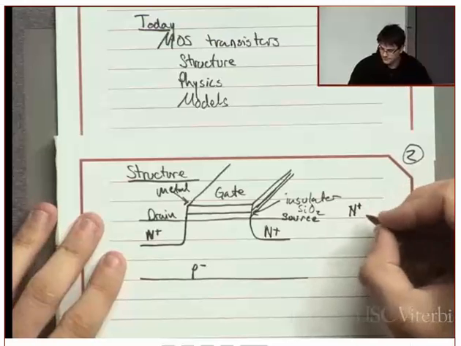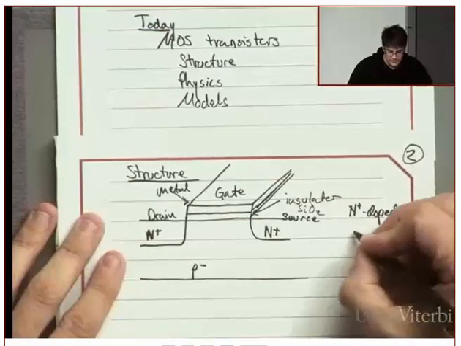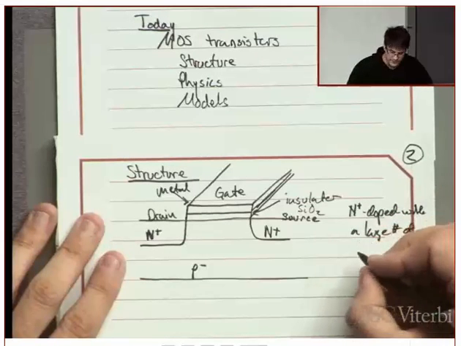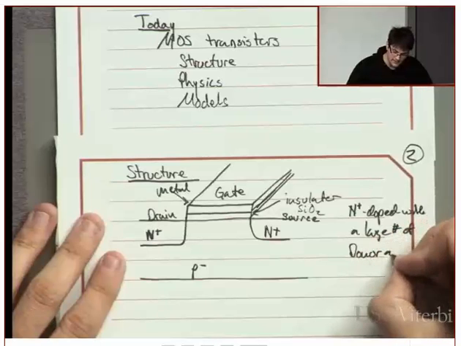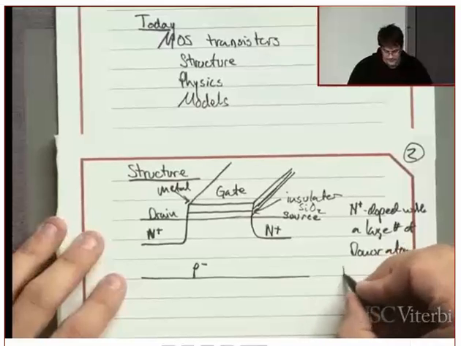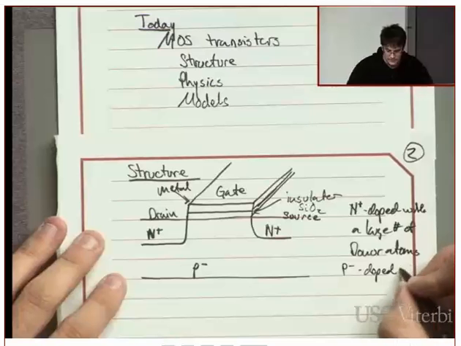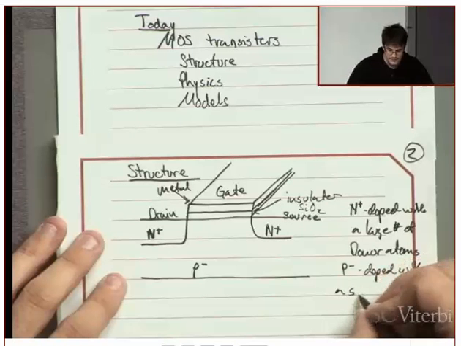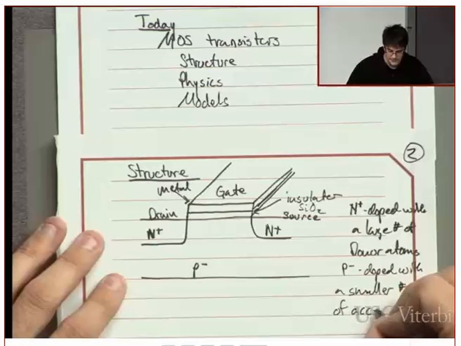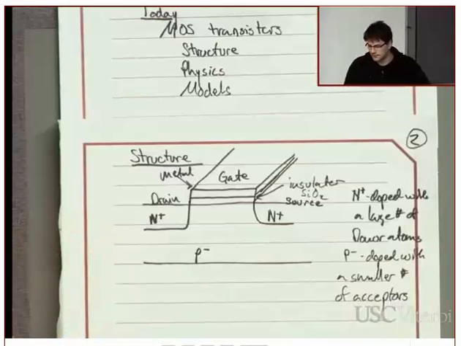So N plus is doped with a large number of donor atoms. So it'll have more electrons floating around in there than there are atoms. And P minus is doped with a smaller number of acceptors. So it'll have fewer electrons floating around in there and more of what are called holes.